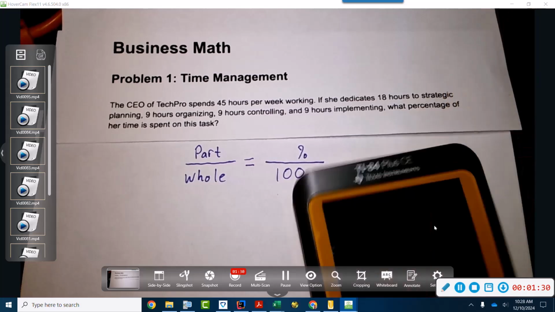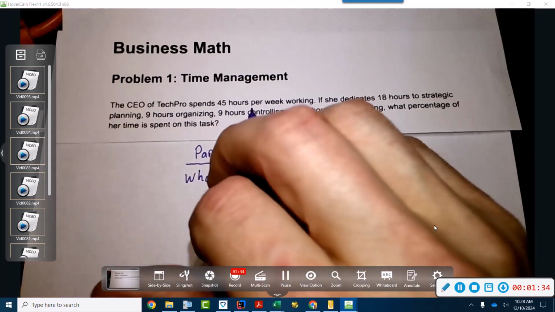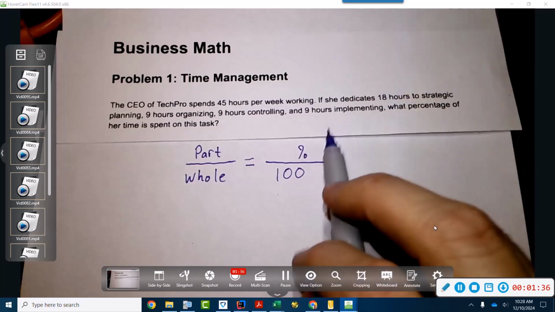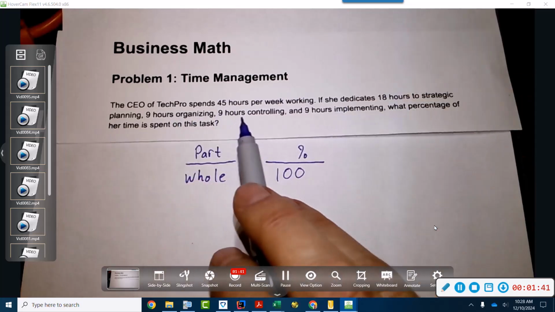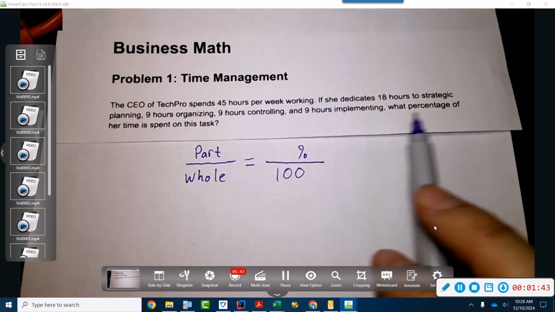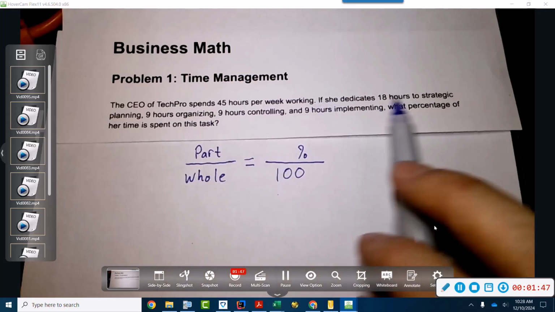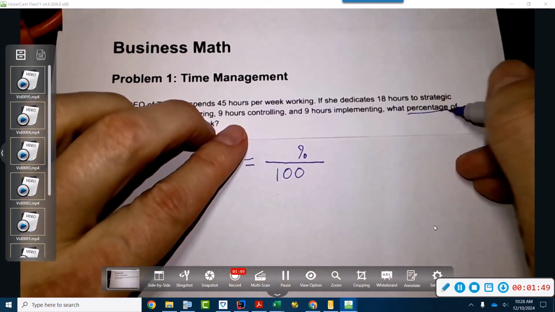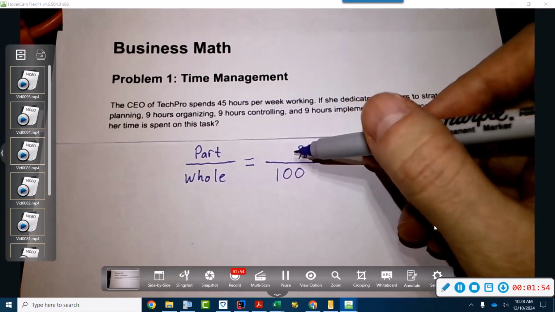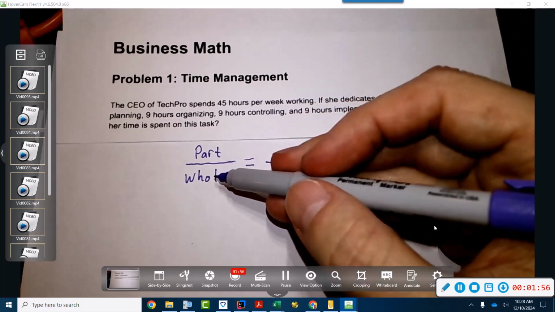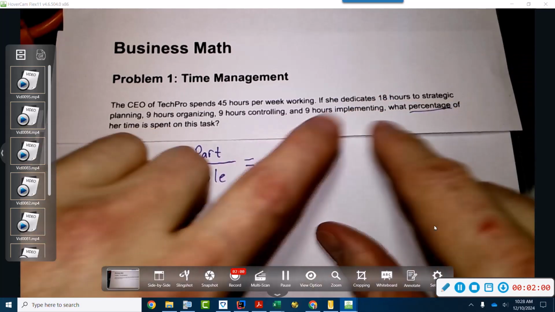Now I've got my calculator here and I'm going to be ready to go. I've got a CEO of Tech Pro, spends 45 hours per week working. If she dedicates 18 hours to strategic planning, 9 hours organizing, 9 hours controlling, and 9 hours implementing, what percentage of her time is spent on the task? So notice that when they ask what percentage, what they're doing is they don't know what this guy is. So what we need is the part and the whole, and we already have the 100. If we have these three, we can solve for the percentage, and that's what they want.